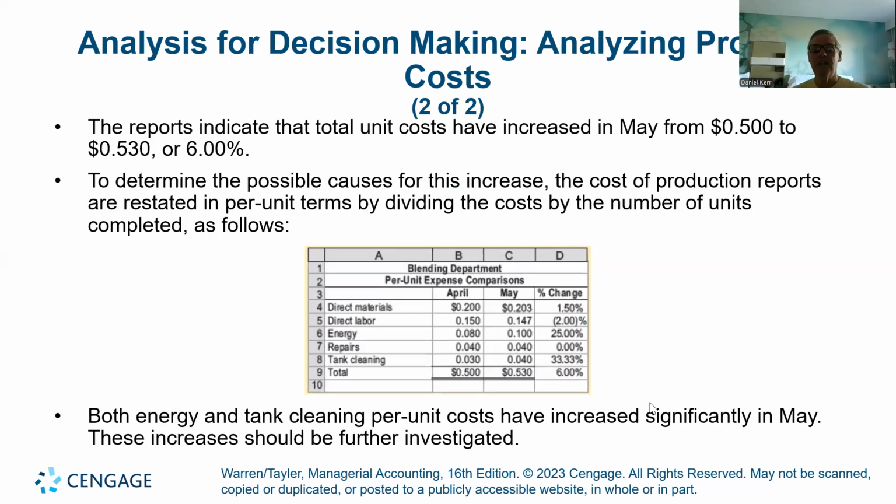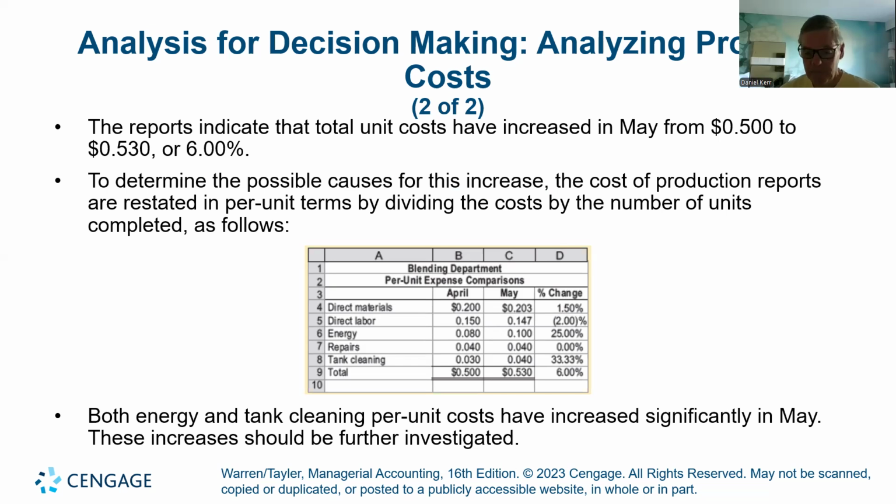So if we look at that and say, why was there a 6% increase in cost? Well, materials costs were up 1.5%. Labor costs were actually down 2%. Energy costs were up significantly. So why were the energy costs up 25%? Repairs remained the same, and tank cleaning. So what's going on in tank cleaning? Tank cleaning costs were up 33%.